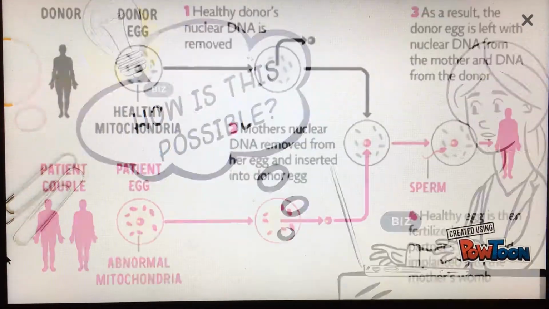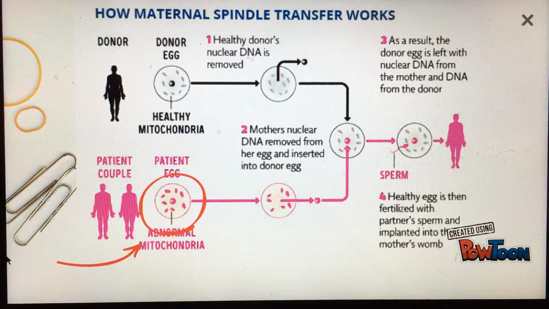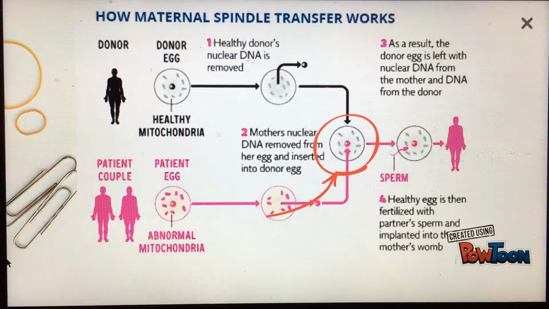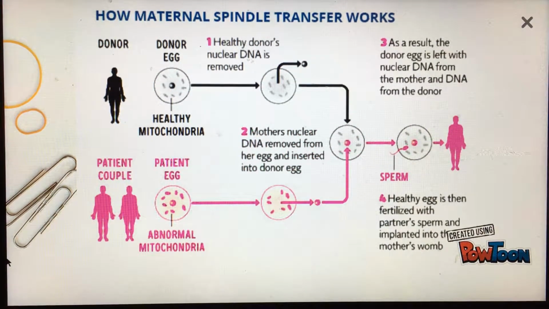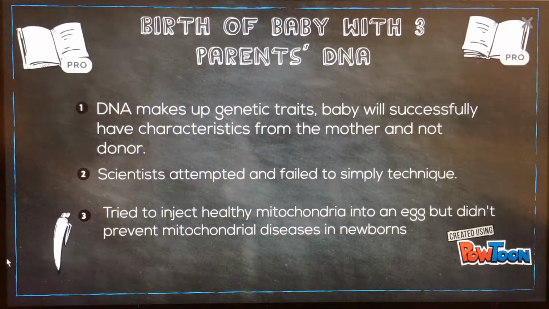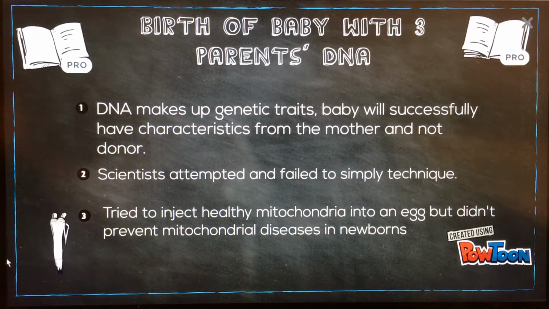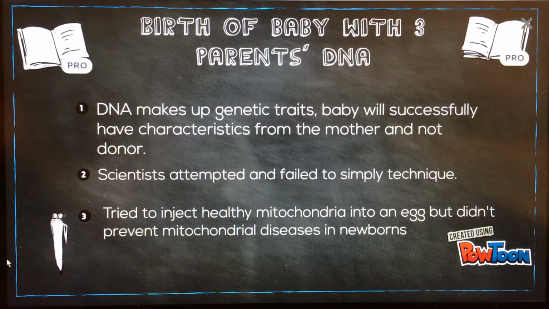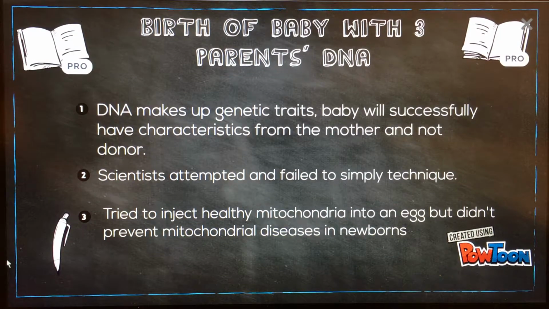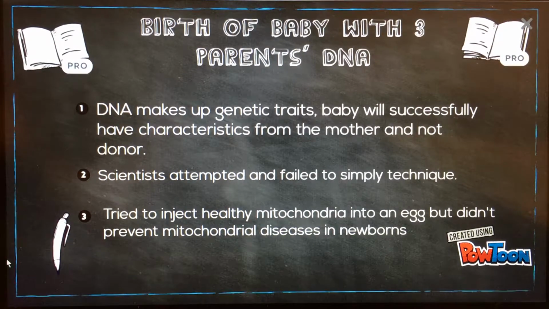Well, scientists move the DNA from an egg of the mother whose mitochondria has been mutated. It's then placed in the egg of a healthy egg donor. This new egg with the healthy mitochondria and the mother's DNA could then be fertilized. Since your DNA is what makes up your genetic traits, the baby will successfully have characteristics from the mother and not the donor. Scientists have attempted and failed to simplify the technique by injecting healthy mitochondria into the egg, but it wasn't successful in preventing mitochondrial diseases in newborns.